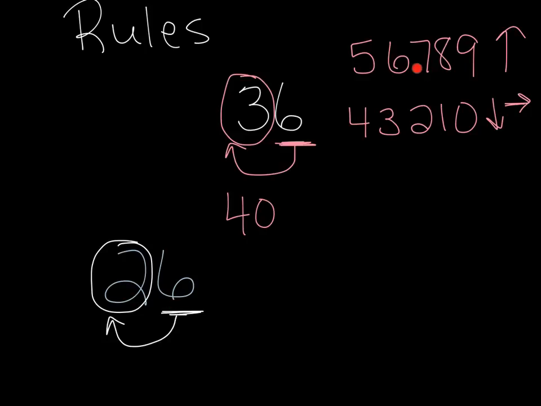I'm going to look at my rule. Here's another 6. So that tells us we are going to push that number up by 1. So the next biggest number from 2 is 3. So 26 is going to round to 30. 26 is closest to 30.